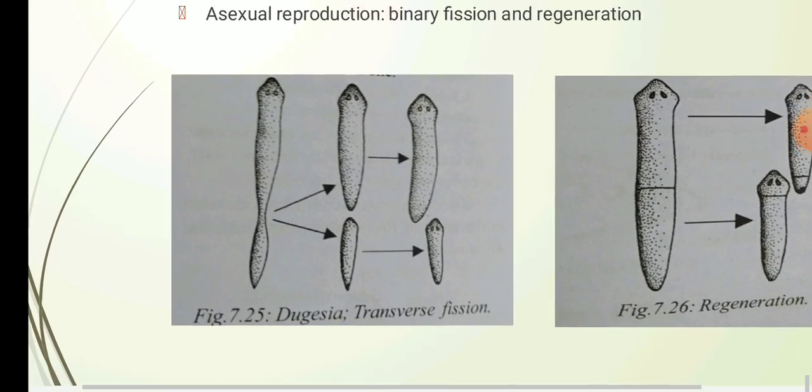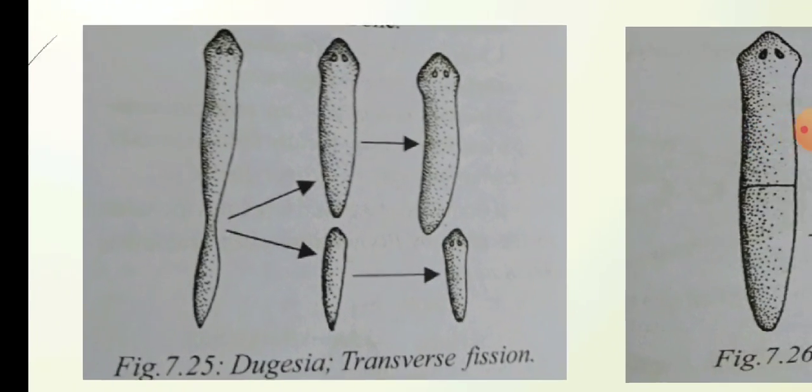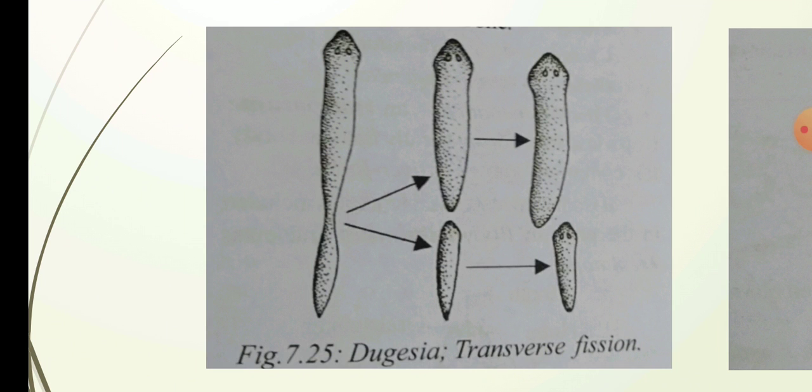You can see in this picture, the figure showing the transverse fission. Here we can see a transverse division taking place near or behind the mouth, and the anterior part is without the tail, and it regenerates a new tail, whereas the posterior part lacks the head, and it grows a new head. Thus two complete worms are formed from one. This is the transverse fission.